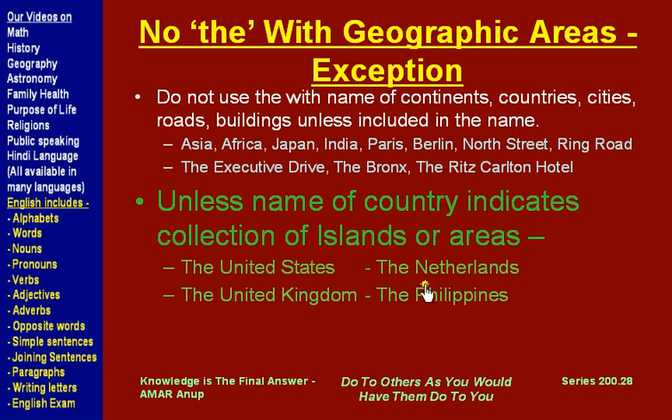The Netherlands. Here it's a plural type of noun that indicates that there are probably more than one land that were combined, so the Netherlands, and in the same way the Philippines. So if it's a group of islands making a country, or a group of islands, then we use "the" before that, otherwise no "the."